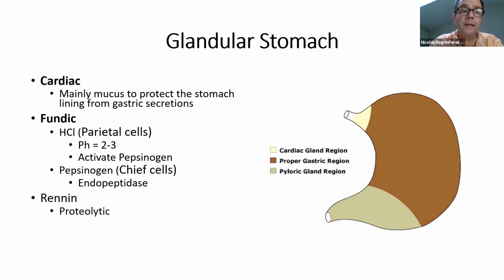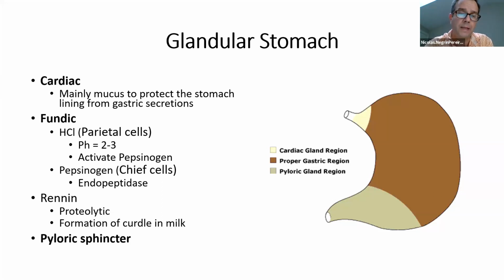We also find renin, which is an important enzyme, also proteolytic, but especially important in young lactating animals, because it contributes to the formation of curd in the milk, which is necessary for these animals to digest and absorb the nutrients from the milk of a mother. And then we have the pyloric sphincter, which controls the transit from the stomach to the small intestine, to the duodenum.